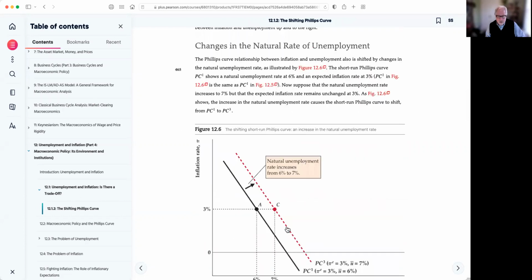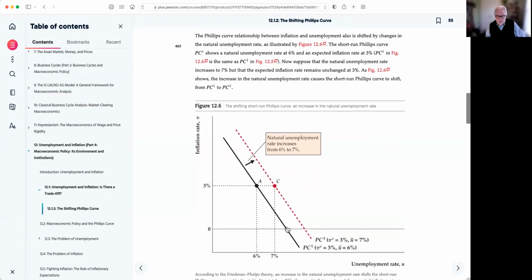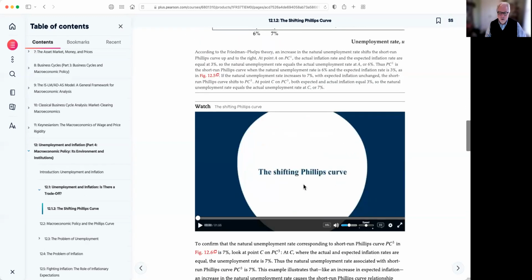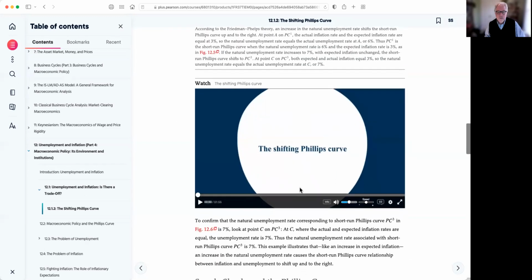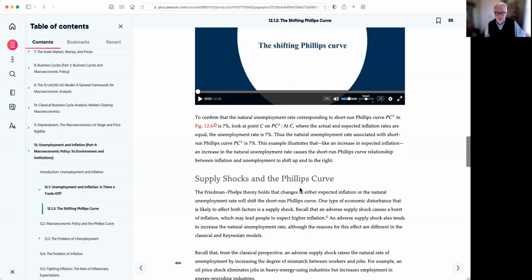Similarly, changes in the natural rate of unemployment, the U bar here, if that changes, it's also going to shift the curve. If it rises, there's going to be a higher level of the natural rate of unemployment for a given inflation rate, so it shifts right or shifts left. So it's important, again, to lean in. There's another video about that. Again, it's only a couple of minutes long.